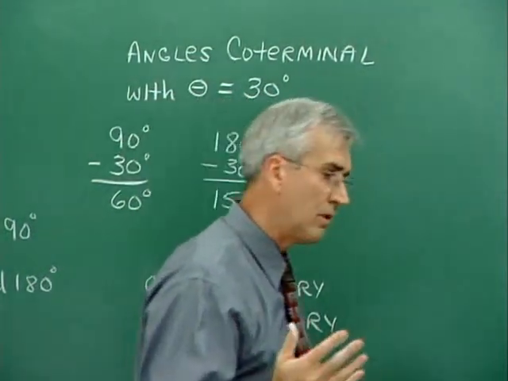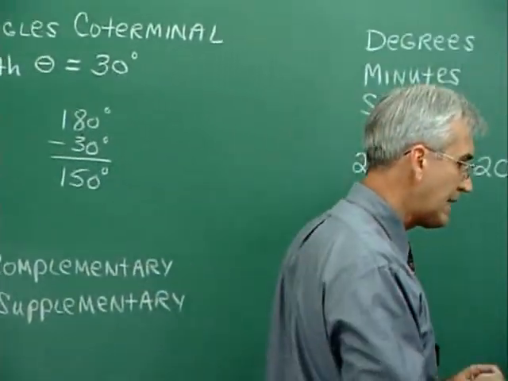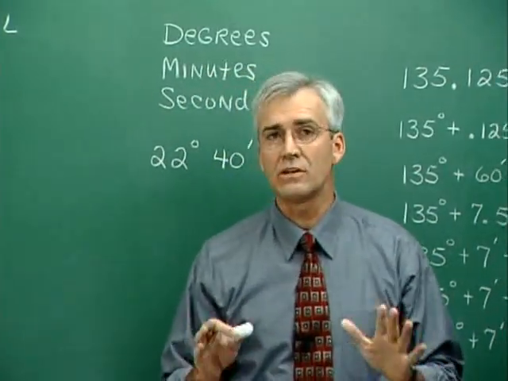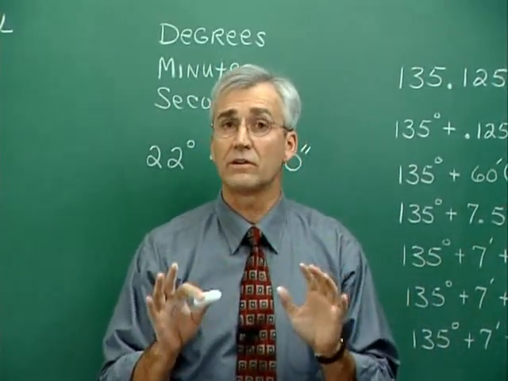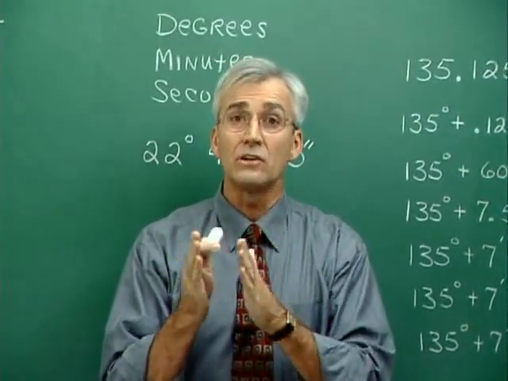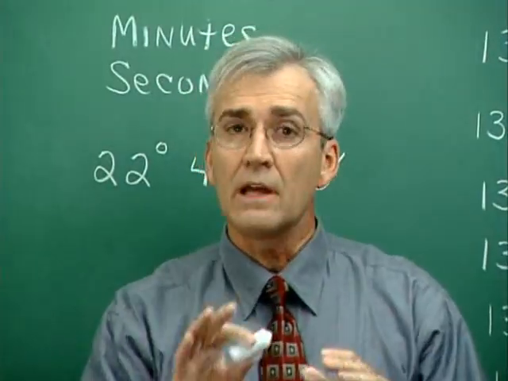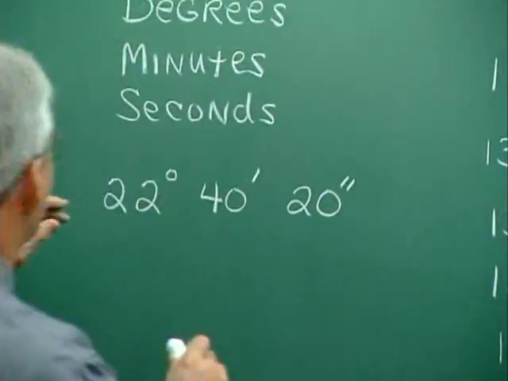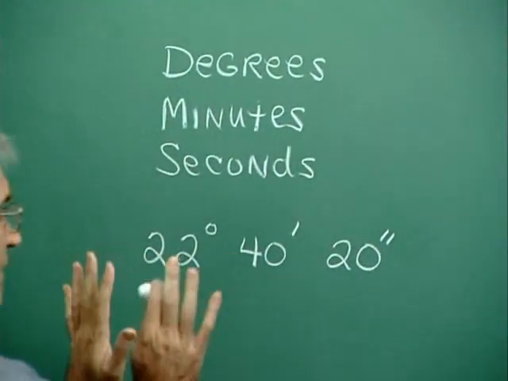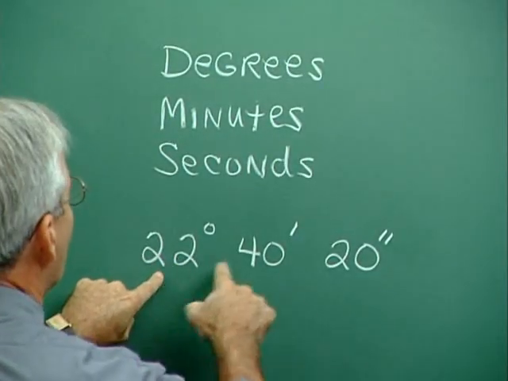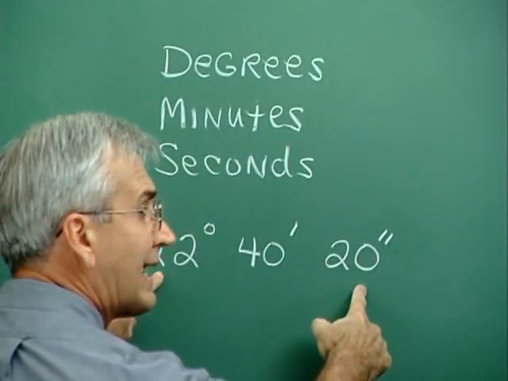Now, sometimes more accuracy is needed than just the single degree, and it's for that reason that degree-measured angles are divided into smaller units called minutes and seconds. If we're talking about a very accurate measure, it would be 22 degrees, 40 minutes, and 20 seconds.